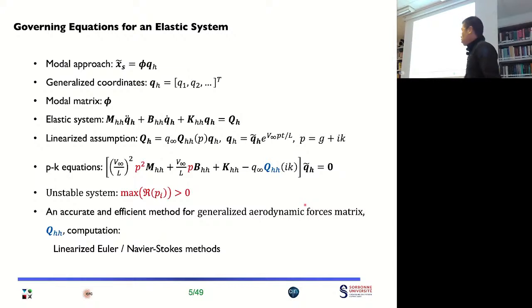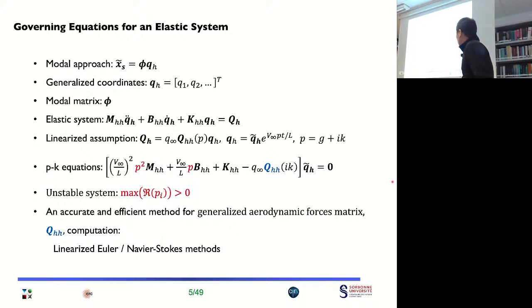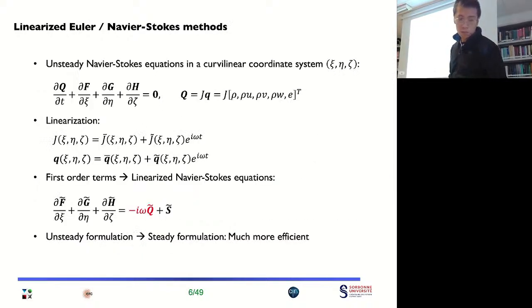So one of the most important tasks in flutter analysis is computing this capital Q in an accurate and efficient way. And this was the main objective during my PhD: implementing the linearized Euler and Navier-Stokes methods into a multi-block compressible solver and using them for flutter analysis in external flow.